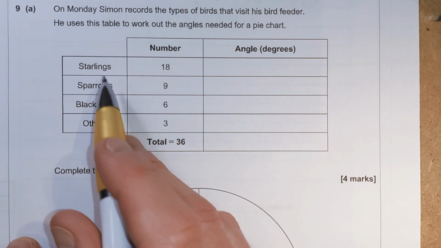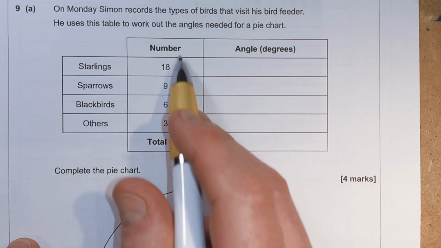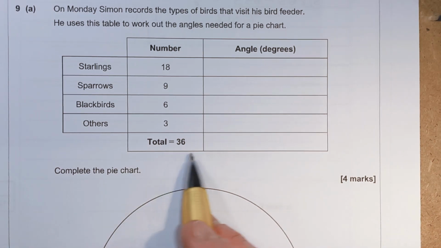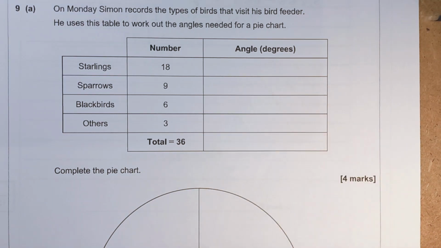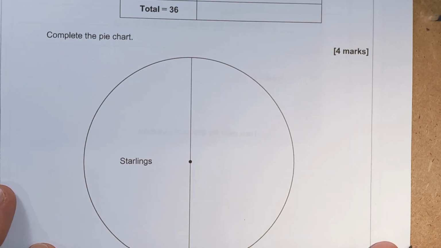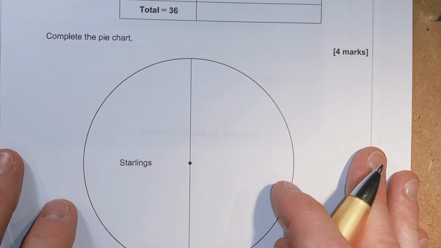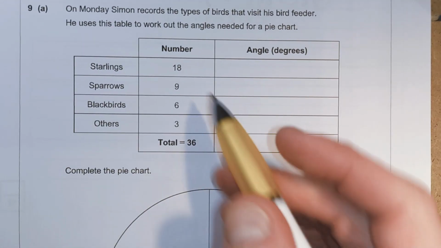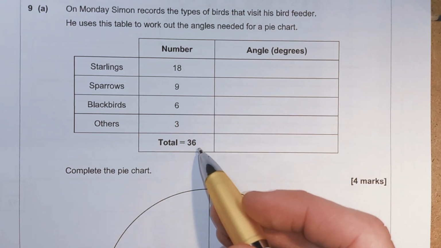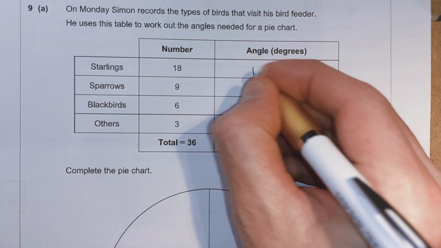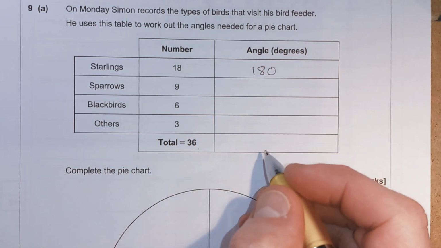Okay, so we've got starlings, sparrows, blackbirds and others, and how many we saw. So there was a total of 36 birds, but we haven't got the angles for the pie chart yet. And it says, complete the pie chart. Okay, well we can see starlings are taking up half of the pie chart, and that is because 18 is half of 36. But what's half of a circle? Half of a circle is 180 degrees.